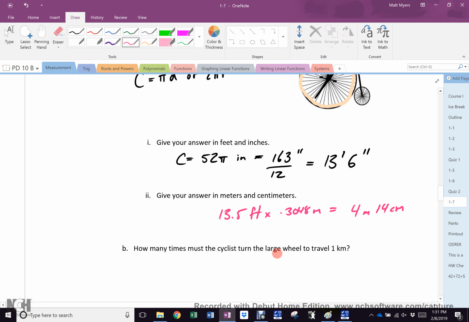How many times must the cyclist turn the large wheel to travel 1 kilometer? What's 1 kilometer? 1,000 meters. How far do I go in one turn of the front wheel? 4.14. So I divide, and I get 206. This one says the large wheel. So it is whatever it is. 240?